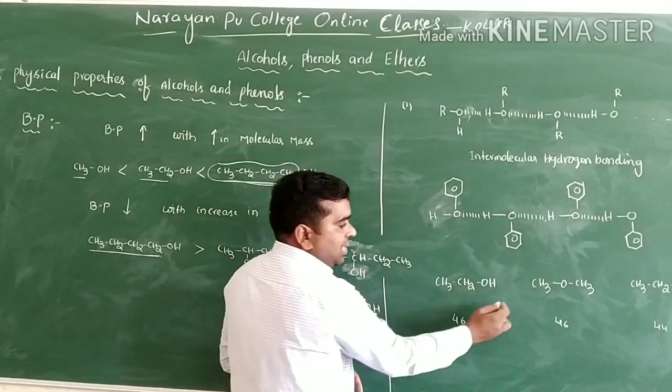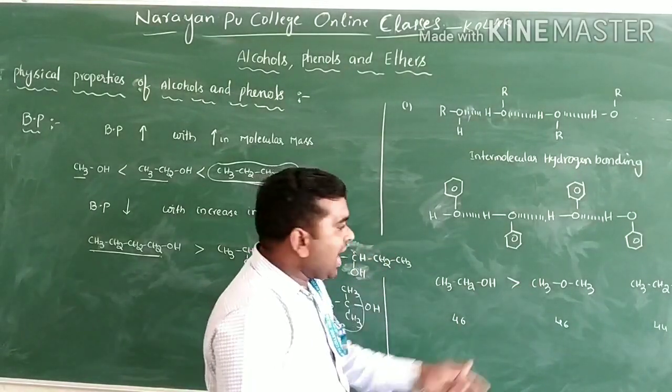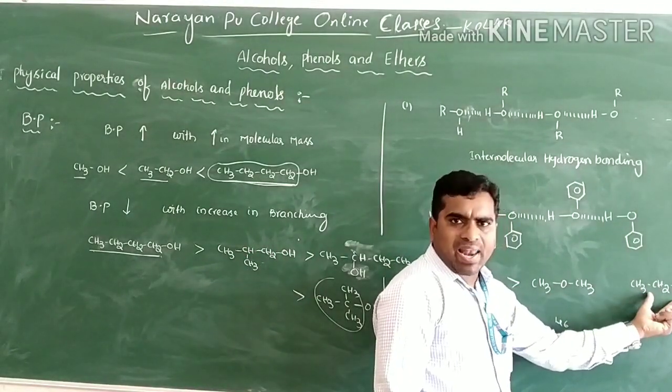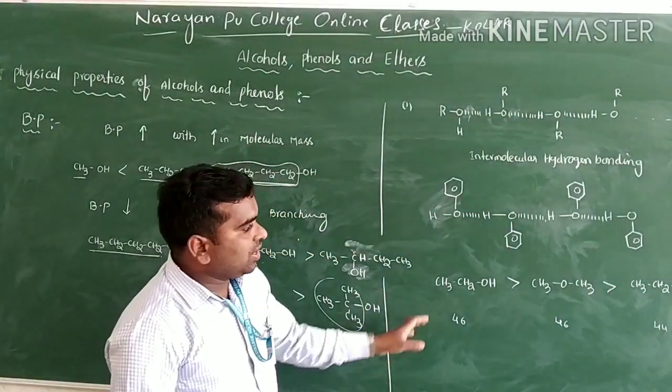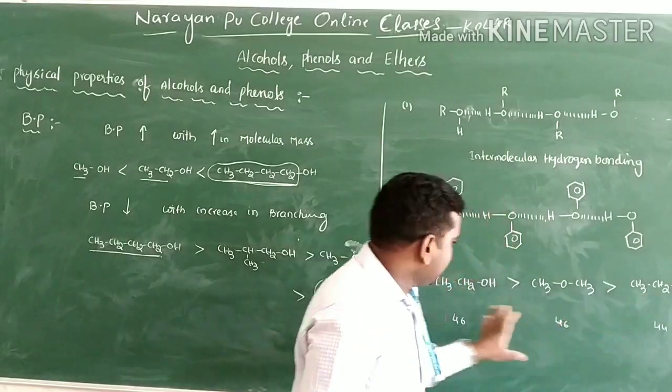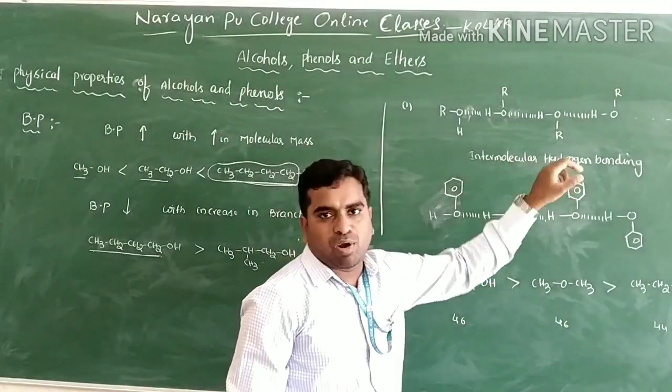Then alcohol will have a higher boiling point than the ether, and the ether is slightly polar compared to the alkane, so that's why ether will have a higher boiling point than the alkane. And this is the alkane. Why? Because of intermolecular hydrogen bonding.